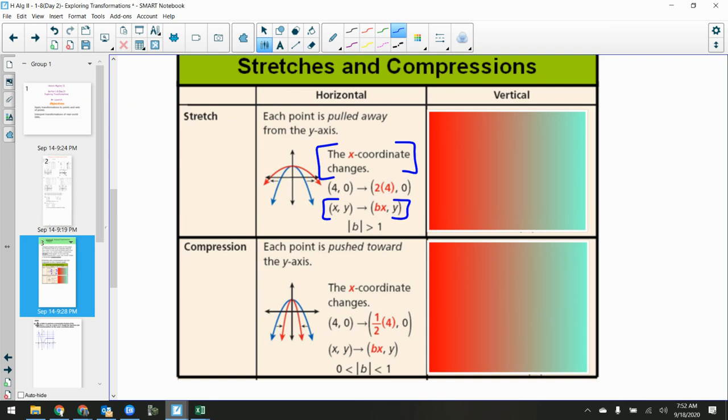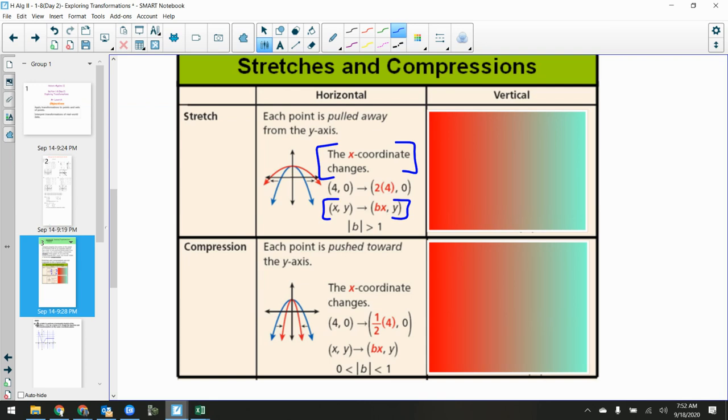So this is where we start multiplying. This is where we take a scale factor and multiply it to that value of x. I'm changing the x value. Now, it depends whether that number is greater than 1 or less than 1. If the absolute value of b is greater than 1, it's going to turn into a stretch. If it's less than 1, then it's going to turn into a compression. Special note there: why do I make note of saying the absolute value of b?